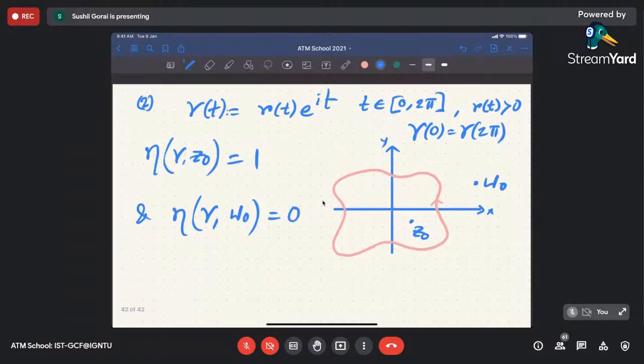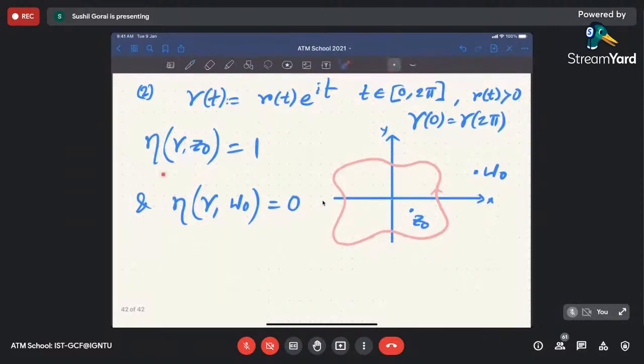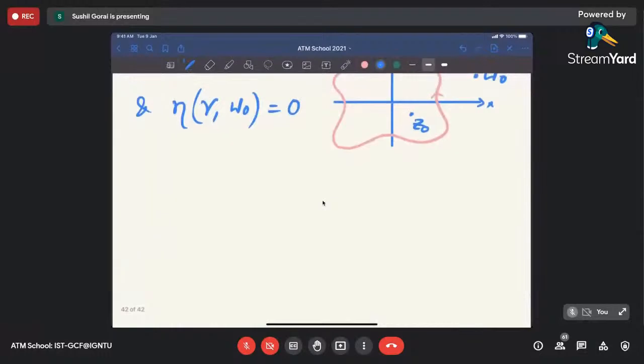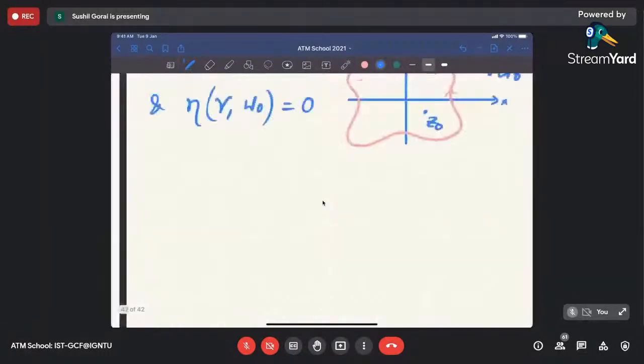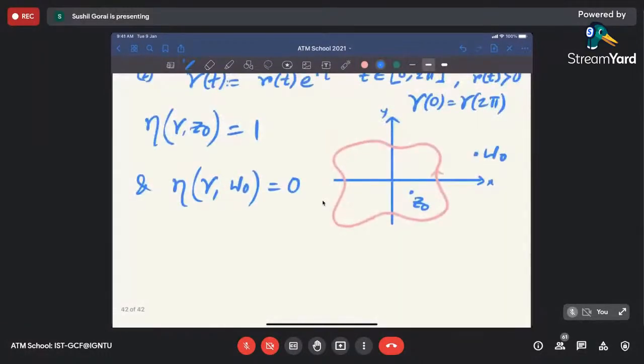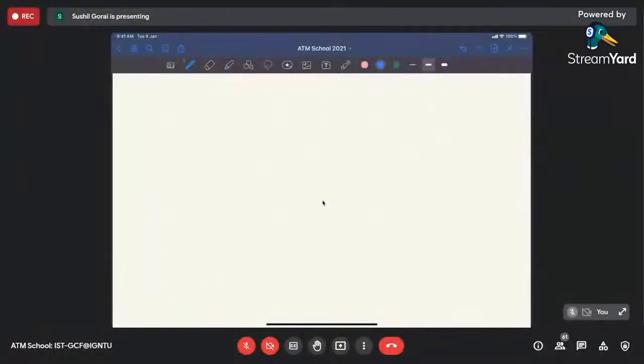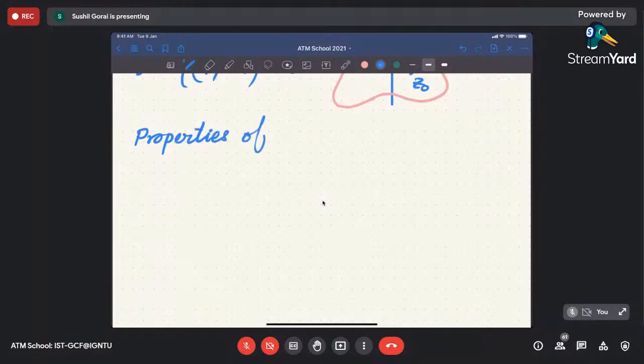Well, for showing this one, you actually need some properties. So we will now state and prove a few properties. You might need some of the properties for this computation. All right. So a few properties of the winding number.